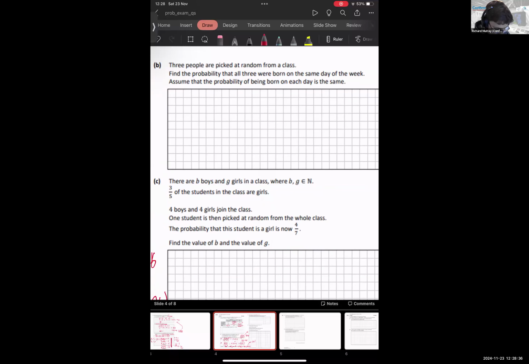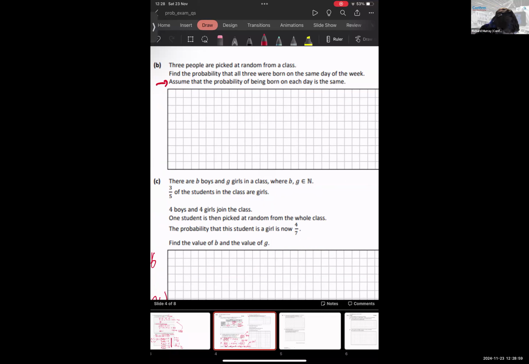So here, 3 people are picked at random from a class. Find the probability that all 3 were born on the same day of the week. Assume that the probability of being born on each day is the same. This statement here is beneficial. Depending on the year, there are different numbers of each day because of leap years and all that. We're saying just ignore it, assume that we're only working within a week.